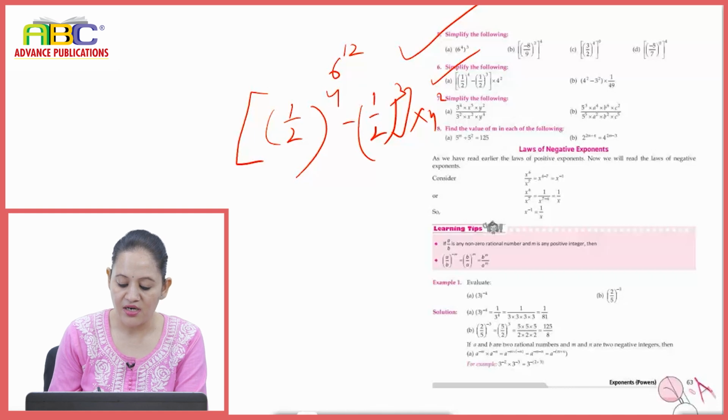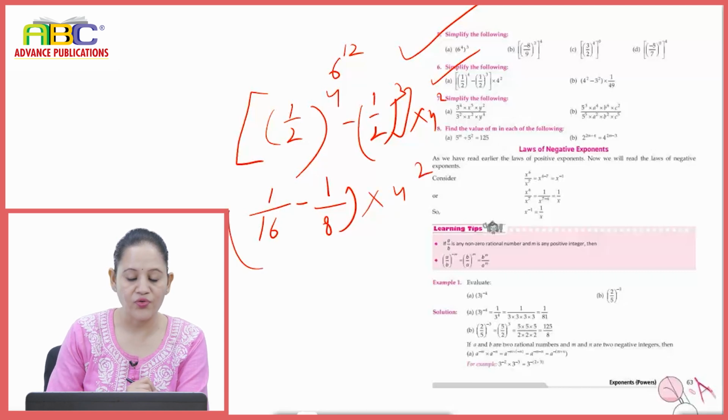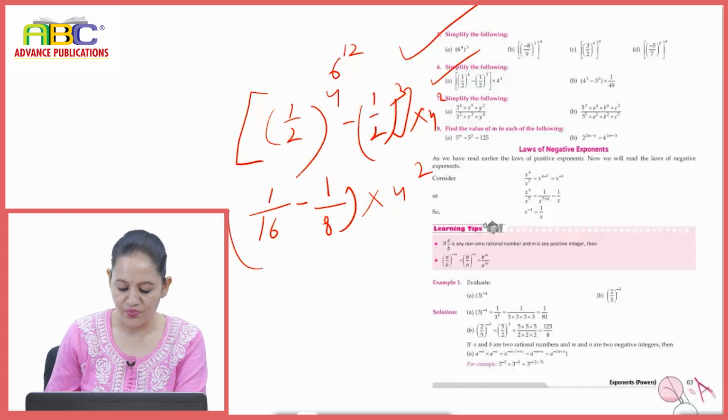So 1/2 is to power 4, that is equals to 2 into 2 into 2 into 2. 2 2s are 4, 4 2s are 8, 8 2s are 16. 1/16 minus 1/2 to the power 3, 2 2s are 4, 4 2s are 8, into 4 is to power 2.